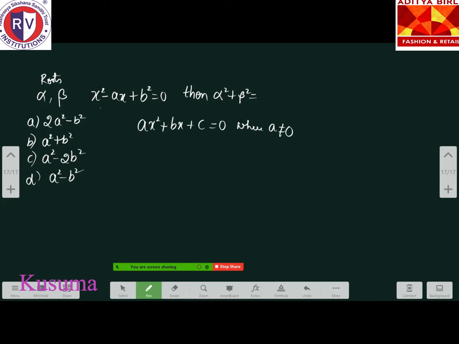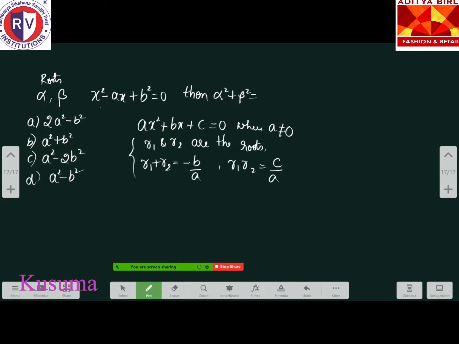Then say R1 and R2 are the roots of this quadratic equation. Then the sum of the roots, that is R1 plus R2, will give us minus b by a. That is, the negative of the coefficient of x divided by the coefficient of x square, and the product of the roots will give us c by a. Okay, so here let us make use of these two things.